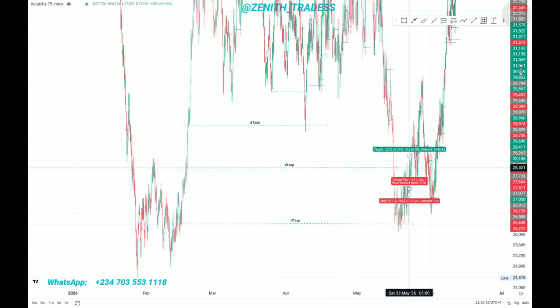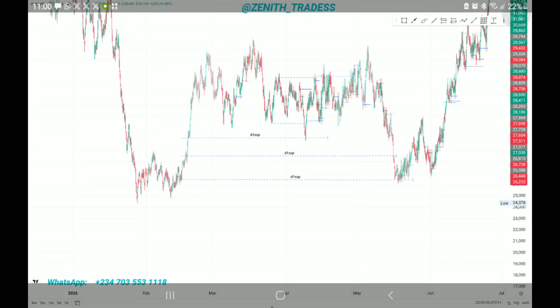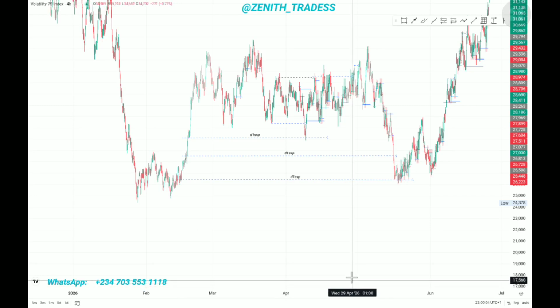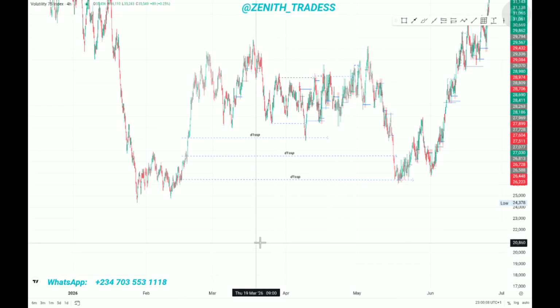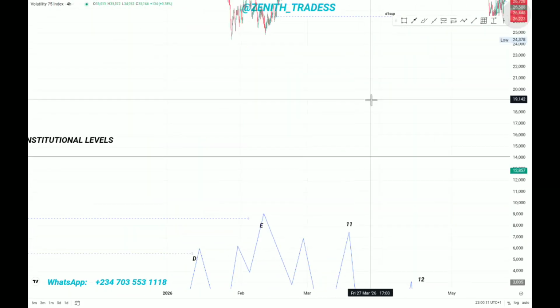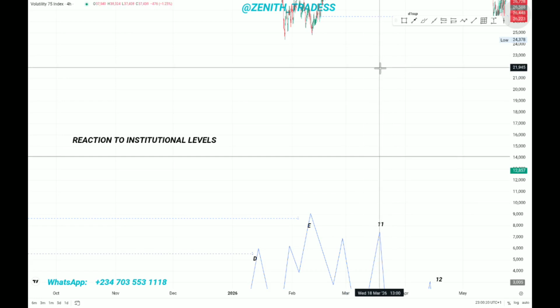V75 index. Maybe I should try as much as possible to show you a new pair so that you understand. Maybe I should show you a new pair later. I will show you another pair that I'm trading, and also confirm this entry, the relationship between the expansion window and time.